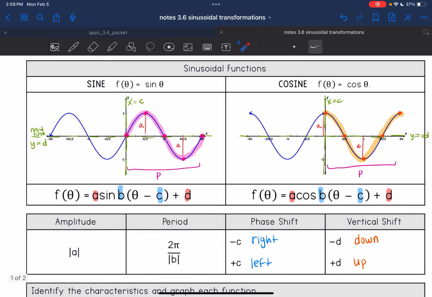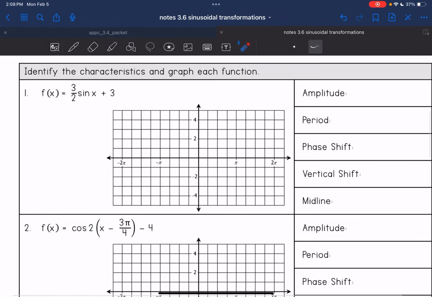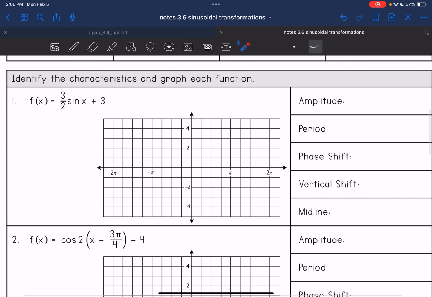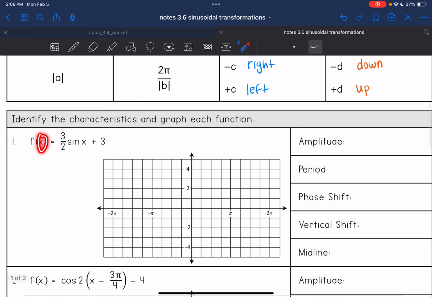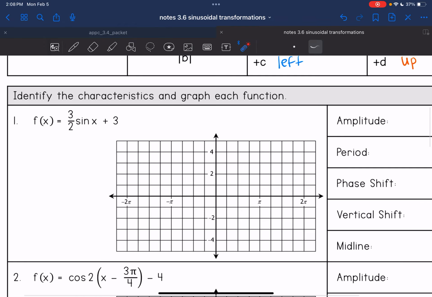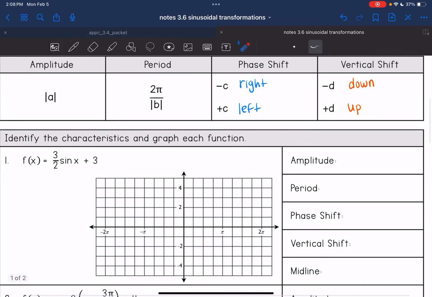Now let's practice actually graphing these. The first one we have is f of x equals 3/2 sine x plus 3. In my little examples up here, I was using theta as my input. Here they're using x as their input. It works exactly the same way. So let's go in order. Amplitude is always my a value, and a is 3/2. So that part was easy. Amplitude is 3/2.